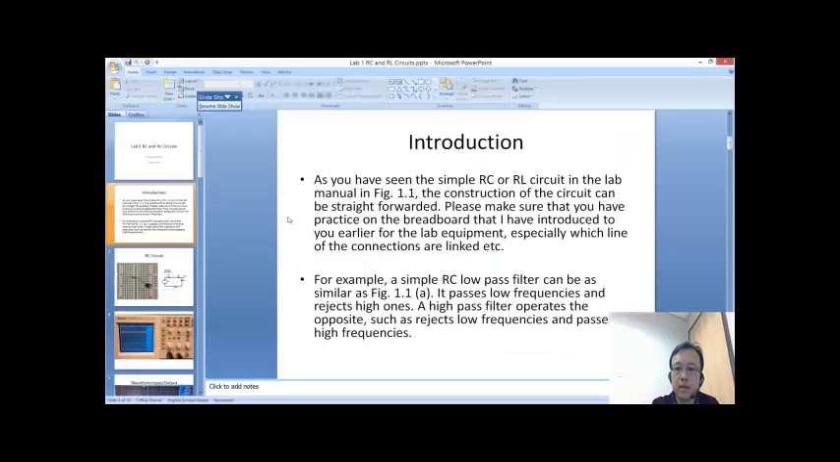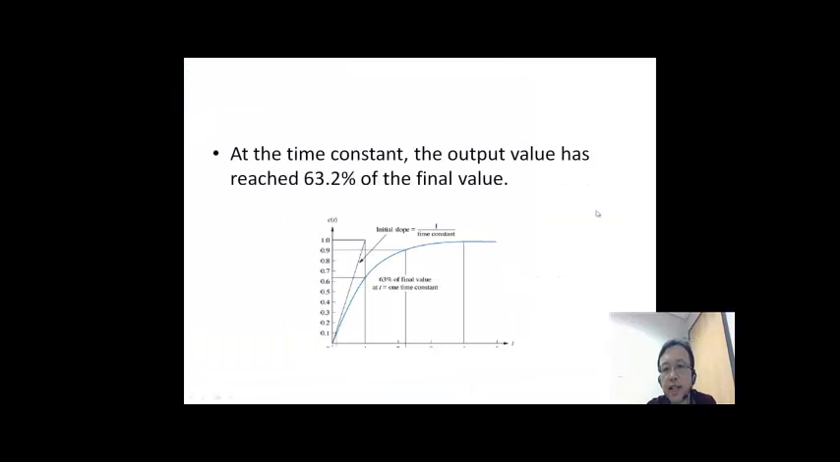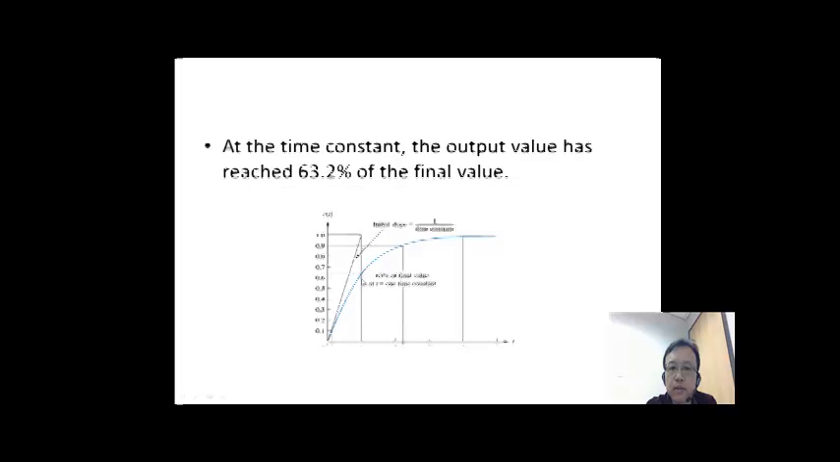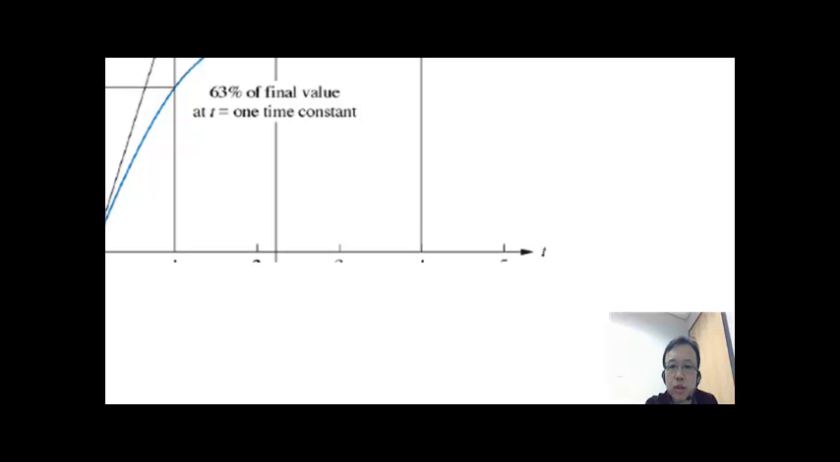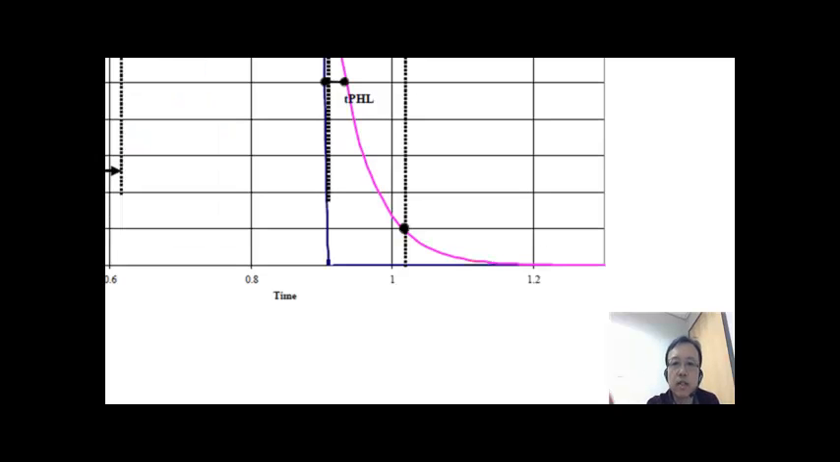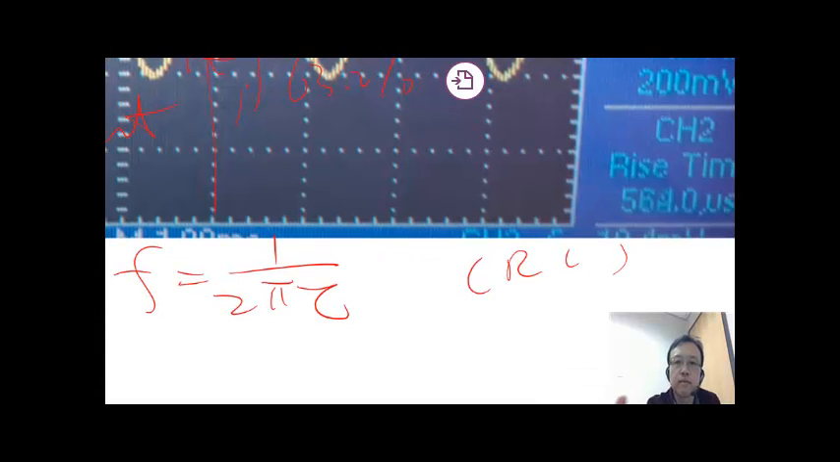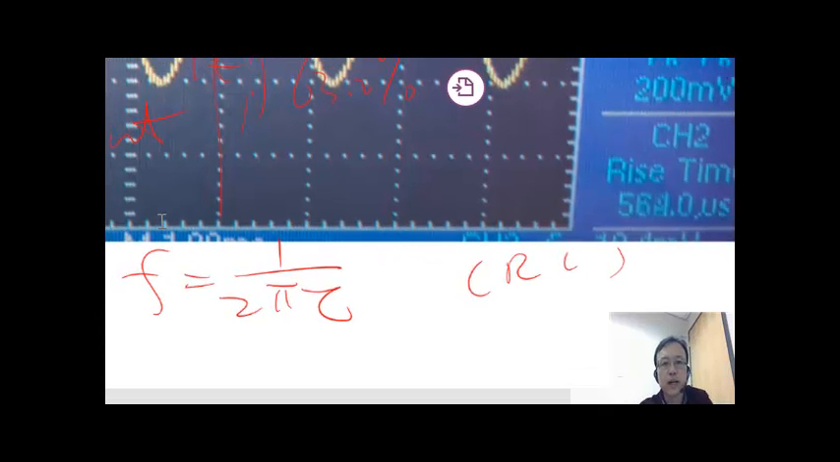Go back here. This is pretty much an ideal graph, showing around 63% of the output graph. So this will be your time constant tau. Next graph, let's interact with this one as well. Actually, let's go back here.